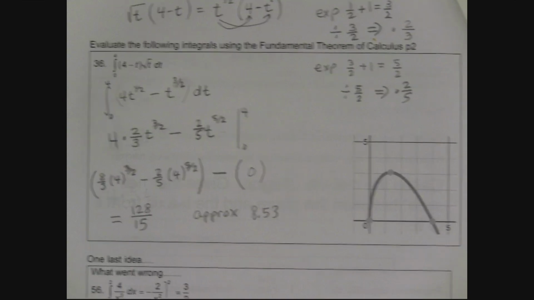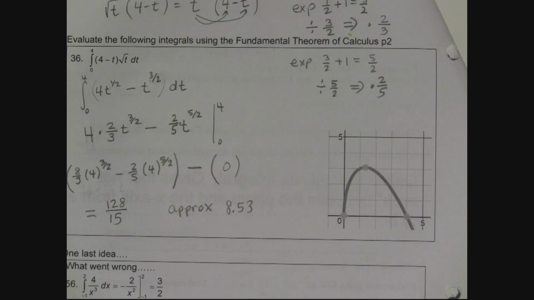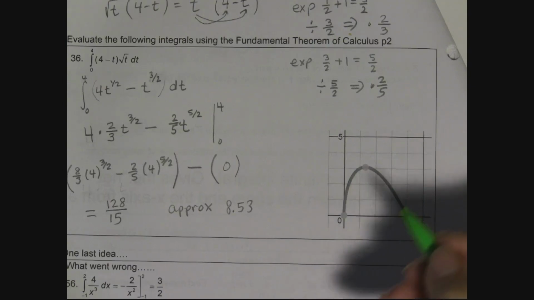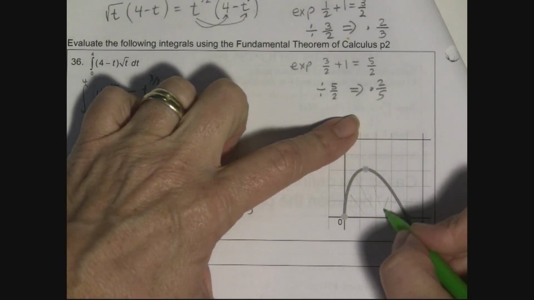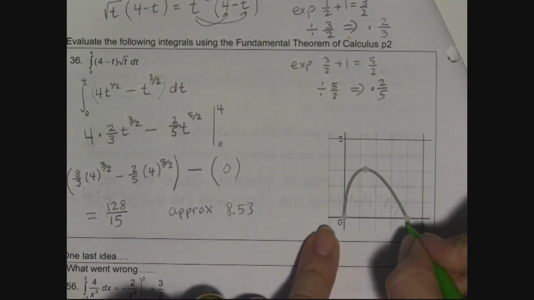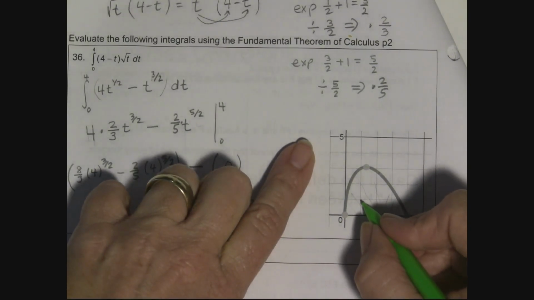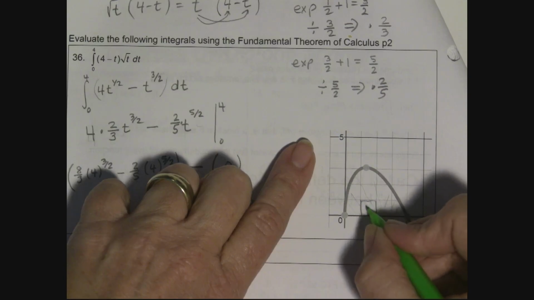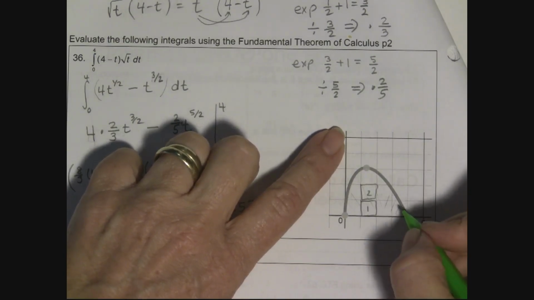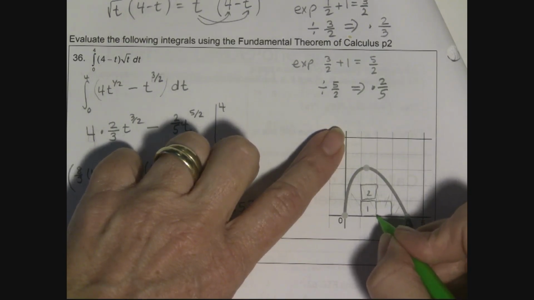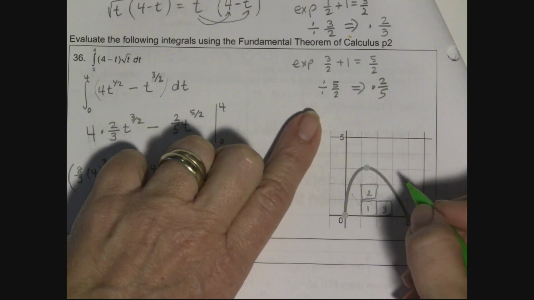So I want to come over here and see if we can be convinced that the area here is around 8.5. The area that we're talking about is under the curve and trapped by the x-axis from 0 to 4, right? And so I have some whole boxes. So right here is a whole box, 1, 2, right? Here's another whole box, 3. And then this is almost a whole box.